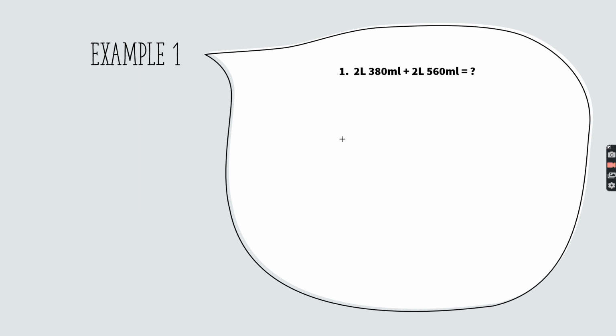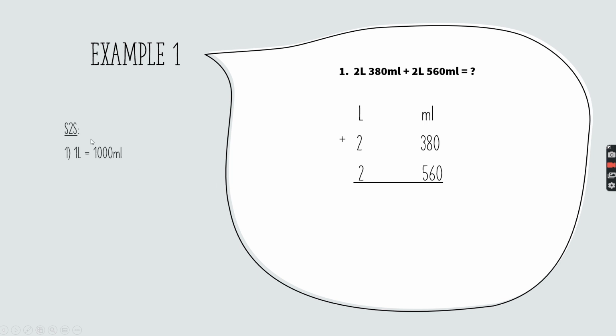Example 1, 2 liter 380 milliliter plus 2 liter 560 milliliter. What does that equal to? So let's write this in column method first. So we have the L, the liter column here, and we have the ml, milliliter column here. So we just write down this first quantity here, 2 liter 380 milliliter plus 2 liter 560 milliliter.